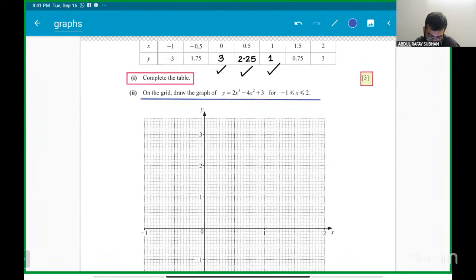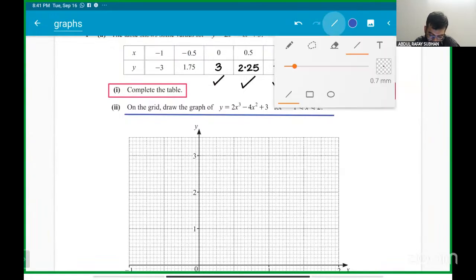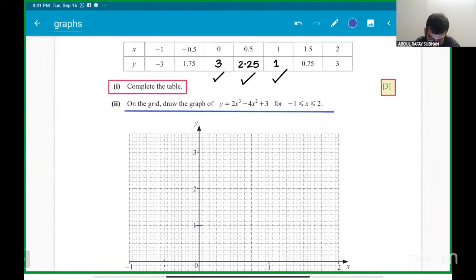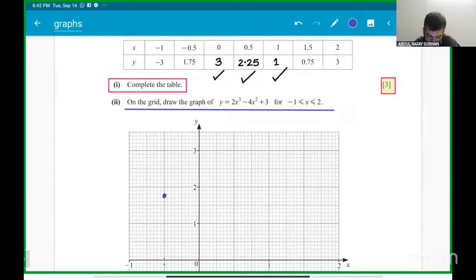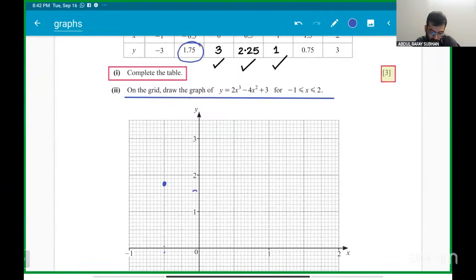Positive 1.75. So please be careful. How do you judge these values? 1.75. Negative 0.5, so that is here. Now what will 1.75 be? This is 1, this is 2. It means 1.5 is somewhat in between. So 1.75 will be somewhat here. Make sure to be accurate. I put it exactly in the middle of 1.5 and 2. So it will be accurate as well. When x is negative 0.5, y value will be positive 1.75.